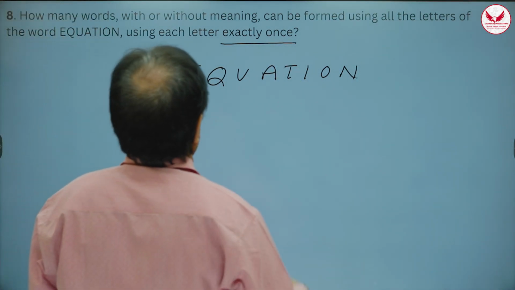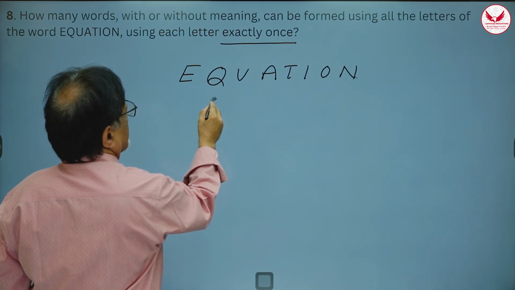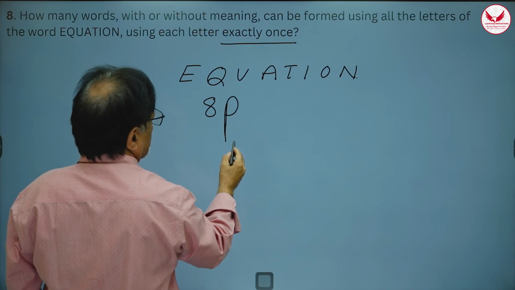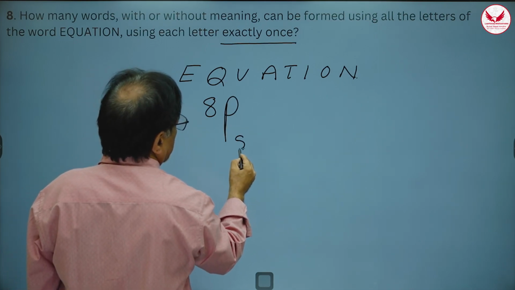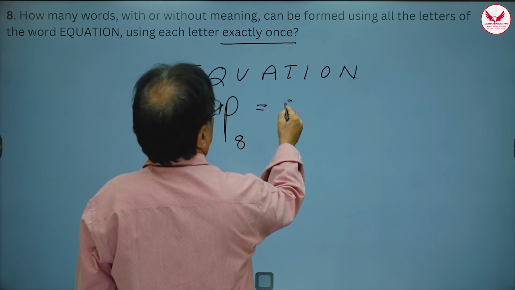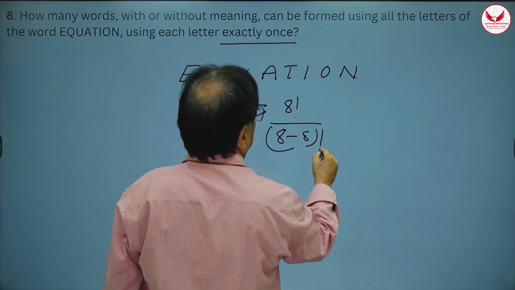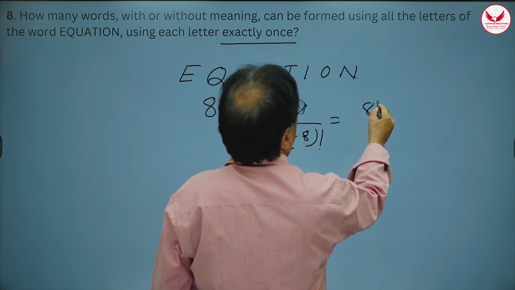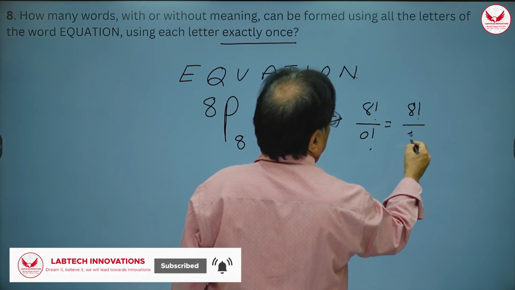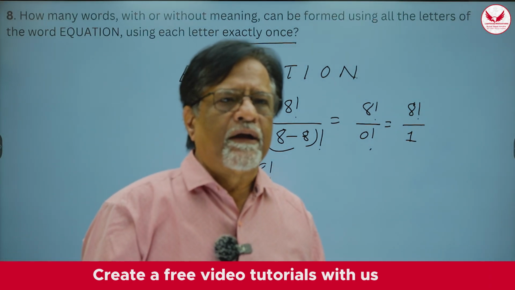So the problem is actually equivalent to this: there are 1, 2, 3, 4, 5, 6, 7, 8 letters, and all these 8 letters are to be arranged in a straight line. So the problem is equivalent to solving 8P8. All 8 are to be used, and therefore 8P8 is equal to 8 factorial divided by (8 minus 8) factorial, which gives you 8 factorial divided by 0 factorial. You all know that 8 factorial upon 0 factorial is 8 factorial, since 0 factorial is 1. So therefore the answer is 8 factorial, correct?